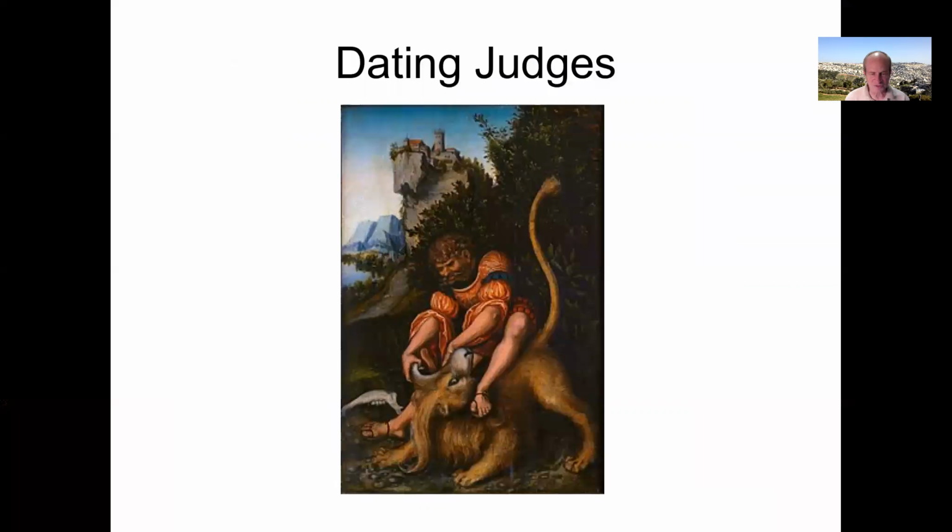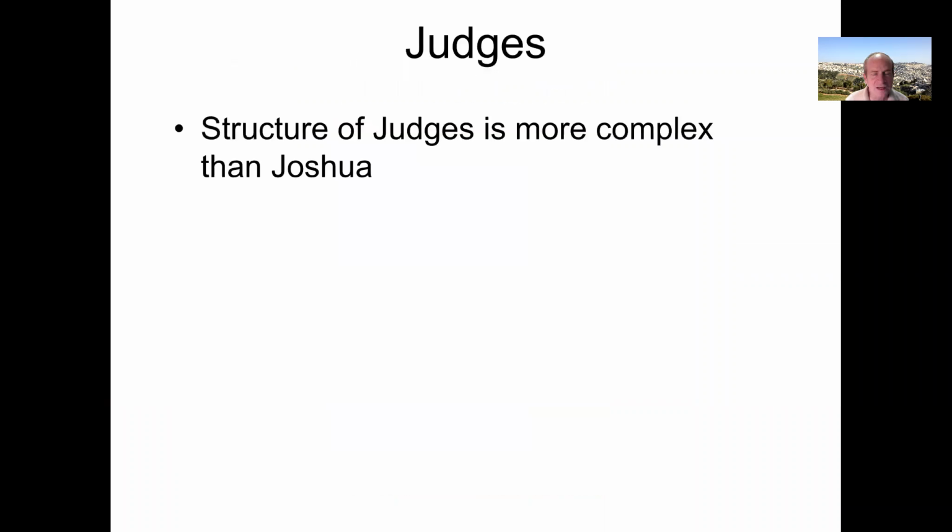Okay, the book of Judges. The picture there, you might guess, is Samson having a fight with a lion. The structure of the book of Judges is more complex than Joshua and more complex than most books of the Old Testament. I believe it falls into three main parts.